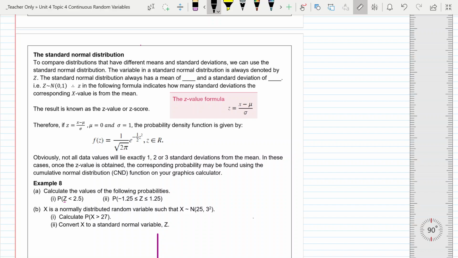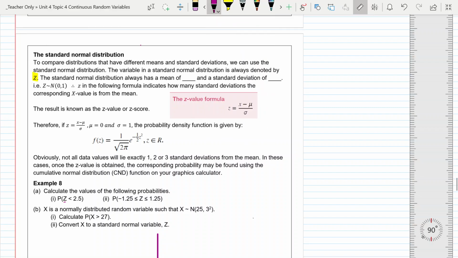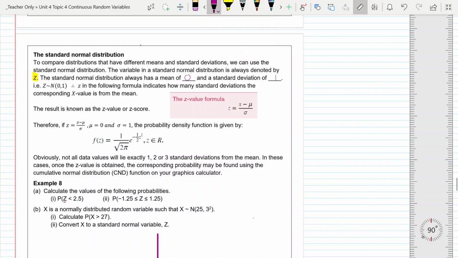The variable in a standard normal distribution is always z, okay, and it has a mean of 0 and a standard deviation of 1. Alright, a formula that you're going to be using a lot is that z equals x minus mu over sigma. You need to know that formula.